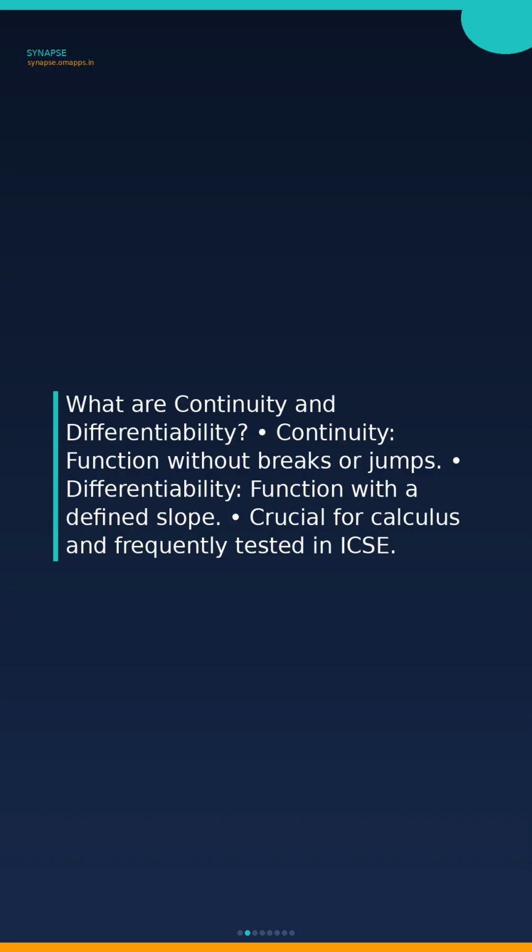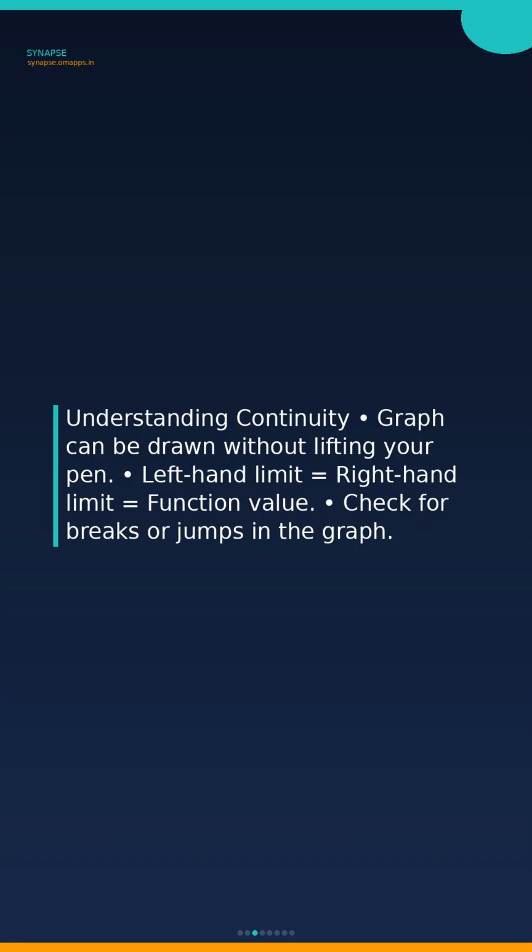A function is continuous if you can draw its graph without lifting your pen. Think of a straight line or a smooth curve. To check continuity at a point, the left-hand limit, right-hand limit, and the function's value at that point must all be equal. Now, let's define what we mean by a limit. The limit of a function at a point is the value that the function approaches as the input gets closer and closer to that point. Remember, the function doesn't actually have to reach that value.